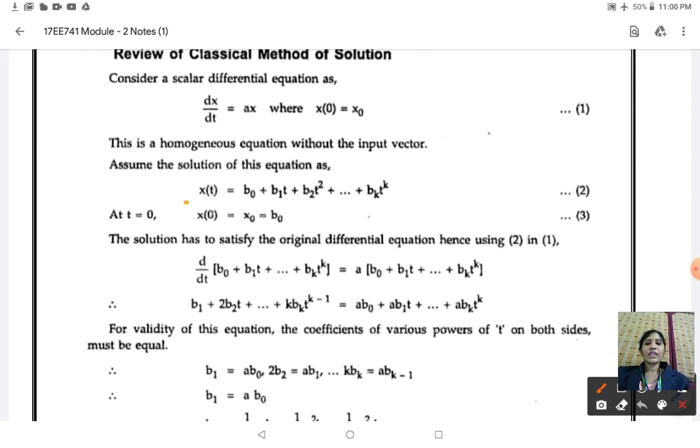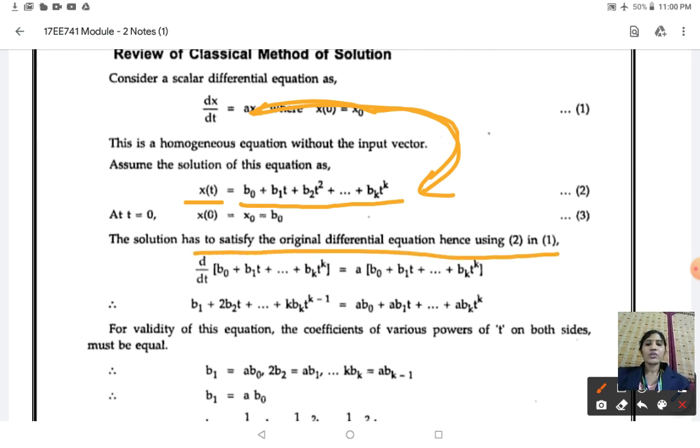Then x of t can be written as, we can assume the solution of this particular equation as x of t is equal to b naught plus b1 t plus b2 t square, and it goes on till bk t power k. The solution has to satisfy the original differential equation. So substitute whatever is your x dot of t.